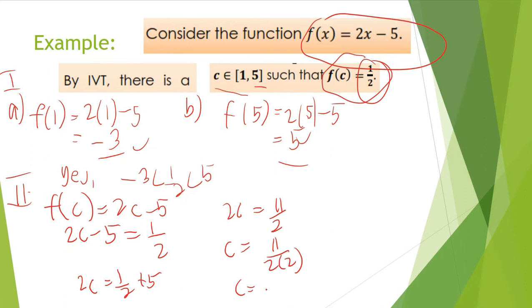c therefore is 11 over 4 or that is 2.75. Okay, the question is, is 2.75 or 11 over 4 an element of the closed interval 1 and 5? Yes, indeed. 11 over 4 or 2.75 is an element of the closed interval 1 and 5.